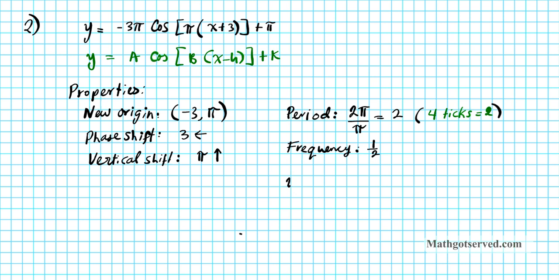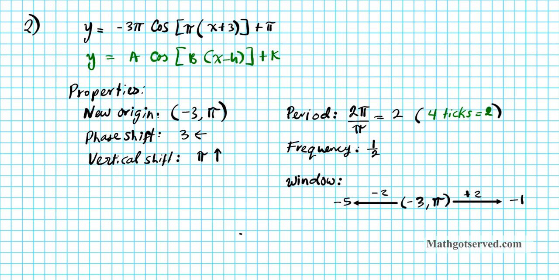Now let's go ahead and set up the window so that we can create a nice graph. So the center is negative 3 comma pi. We're going to be going a period to the right and left. So let's indicate that, a period to the right and a period to the left. So what is our period in this problem? Our period is 2, so we're going to add 2 to the x-axis to know how far we're going to go to the right. Negative 3 plus 2 takes us to negative 1. And then we're going to subtract 2. That takes us to negative 5. So that's how far to the left we're going to go.